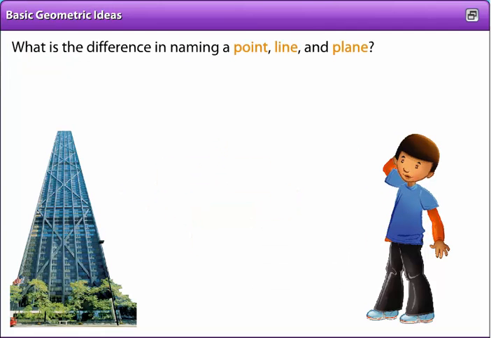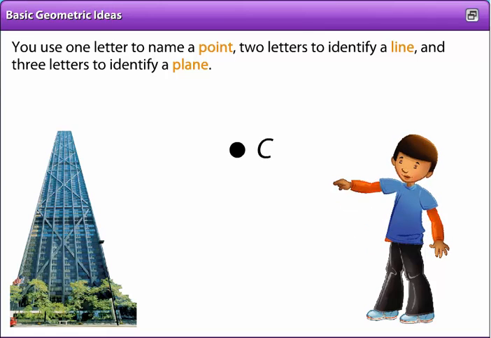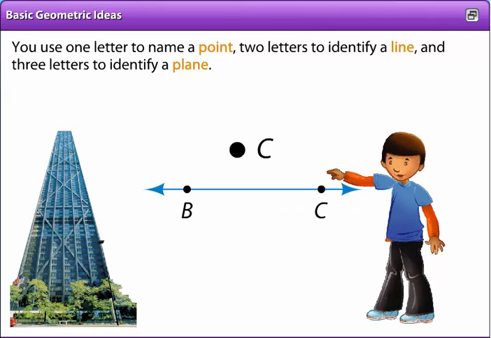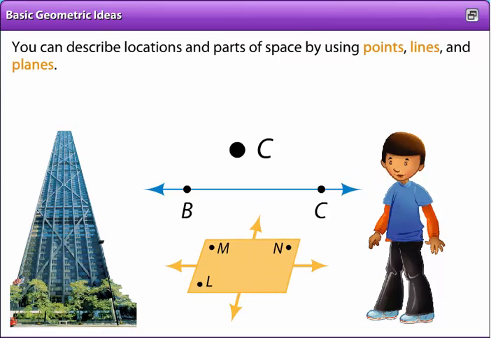What is the difference in naming a point, line, and plane? You use 1 letter to name a point, 2 letters to identify a line, and 3 letters to identify a plane. You can describe locations and parts of space by using points, lines, and planes.